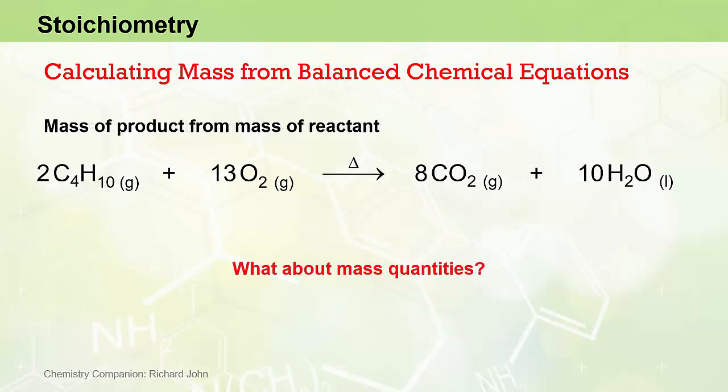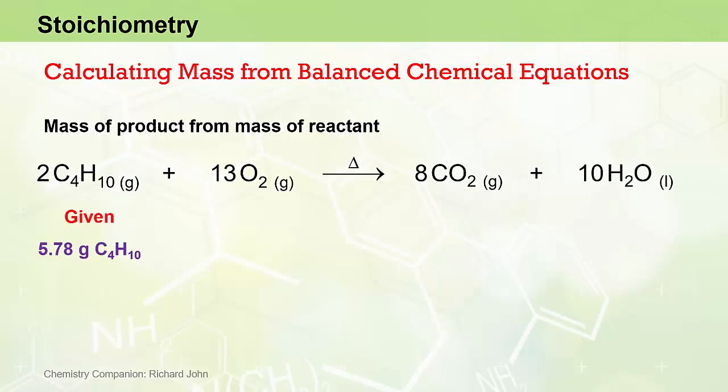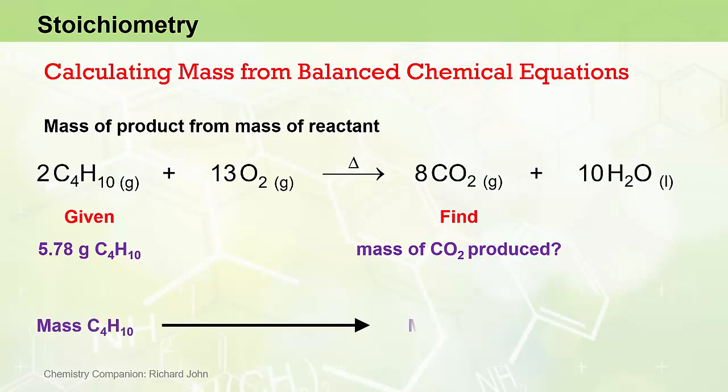The problem is, we never weigh out moles in a laboratory. We typically weigh out mass quantities. So, what about mass quantities? What if I were given a mass quantity of butane of 5.78 grams and asked to find how many grams, or what mass, of carbon dioxide would be produced? Can I start with the mass of butane and go directly to the mass of carbon dioxide? The answer is no. We cannot do that calculation directly in a one-step process like we've just seen.